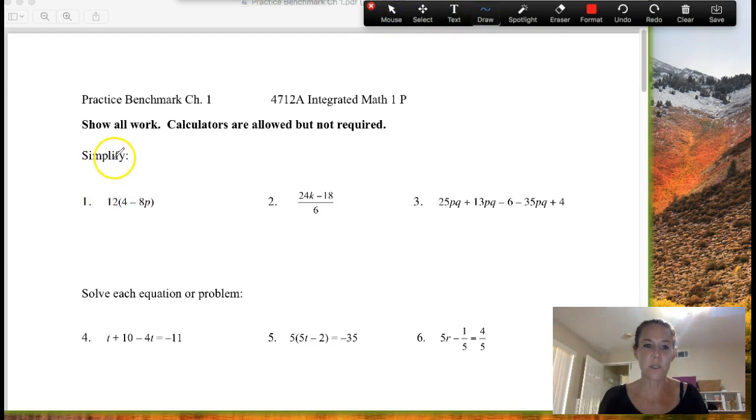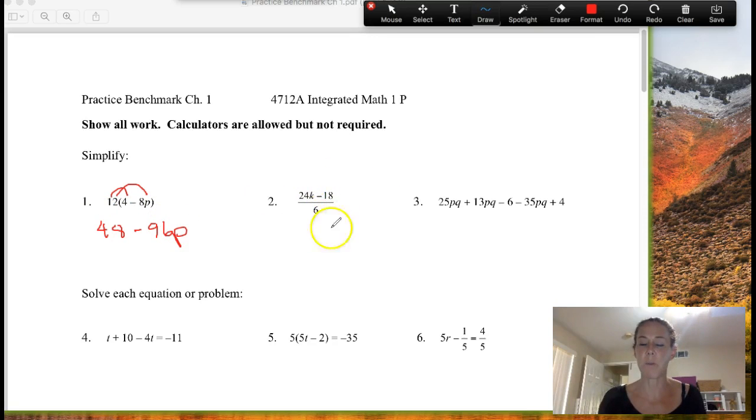Okay, the first one says simplify. There is no equation here. This is just an expression. So to simplify, you're going to use distributive property. So you're going to distribute 12 to the 4 and to the negative 8p. So 12 times 4 is 48. And then 12 times negative 8 is going to be negative 96p. And you're finished with that one.